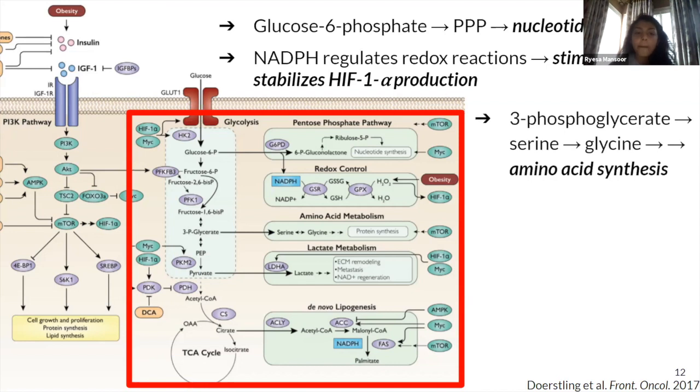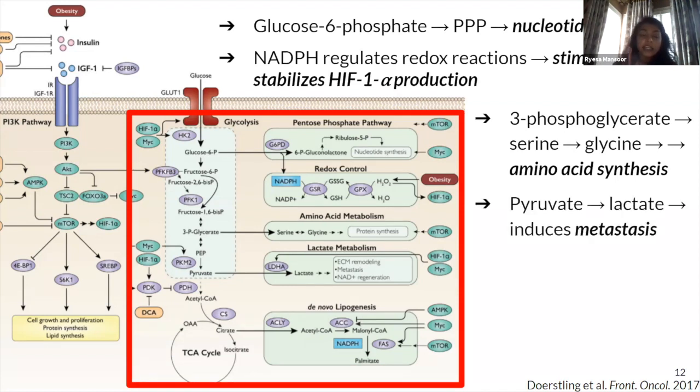Another intermediate is 3-phosphoglycerate. That is a precursor for serine, which can then be interconverted to glycine, and those can go into amino acid synthesis for further protein synthesis. In this pathway, because this is inhibiting oxidative phosphorylation, PDH, or pyruvate dehydrogenase, is downregulated, so pyruvate will be converted through the Cori cycle, shunted into lactate instead.